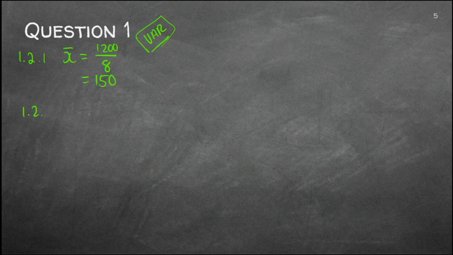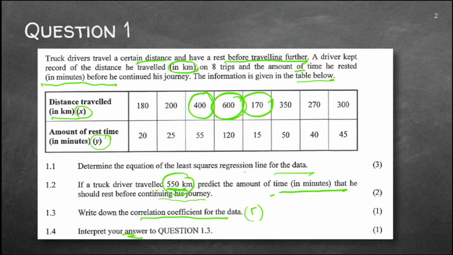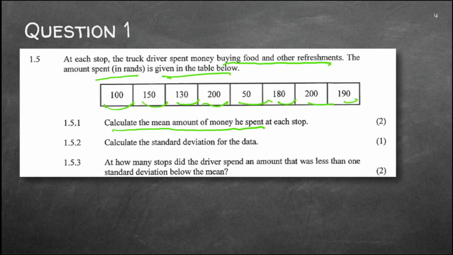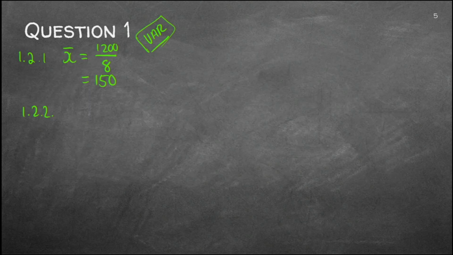The next question they want is, calculate the standard deviation. Definitely here, for 1 mark, use your calculator. Don't do a table. Quickly get your calculator, just recall the data, and you will get your standard deviation is equal to 50,50.